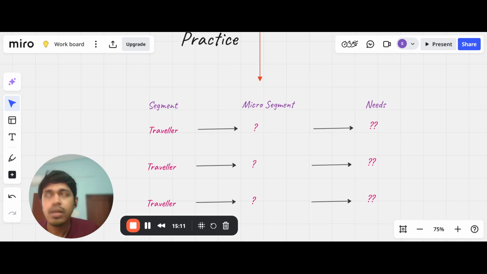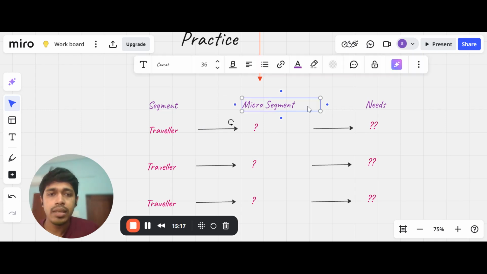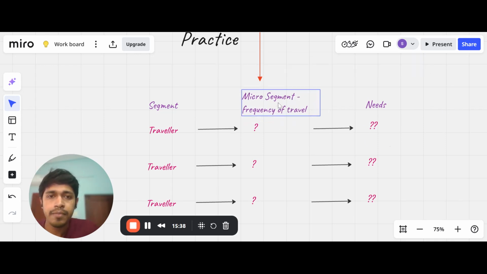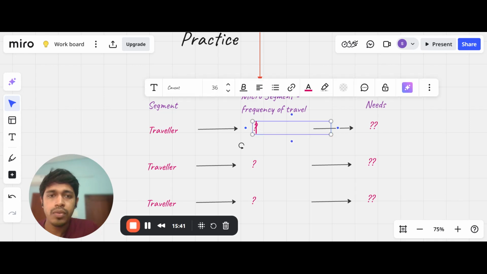What were the criteria we mentioned? One was family, one was spending. So let's take the criteria of segmentation. We have to segment this traveler into micro segments. I have mentioned three criteria, I think. Let's take this particular criteria, which is frequency of travel, right? If frequency of travel is the criteria, how do I segment the users? Once in a year is one kind of user.